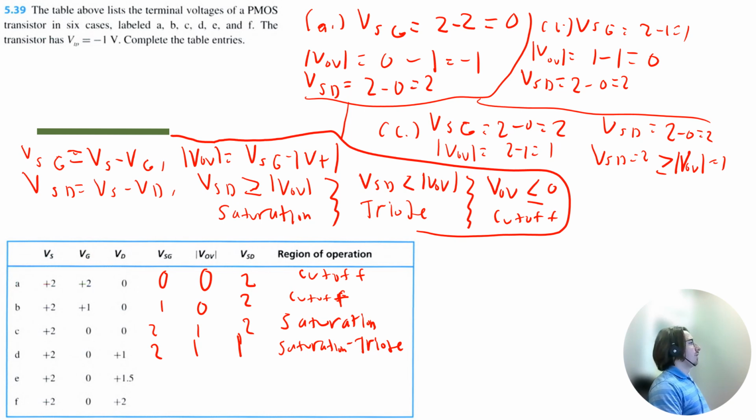Okay, case E, voltage from source to gate, 2 minus 0, 2. V overdrive, 2 minus 1. And then source to drain, 2 minus 1.5 is 0.5. And source to drain is less than V overdrive, so this should be in triode. Case F, source to gate, 2 minus 0, 2. V overdrive is 2 minus 1, so that is 1. Source to drain is 2 minus 2, which is 0. This is less than V overdrive, so once again we are in the triode region.